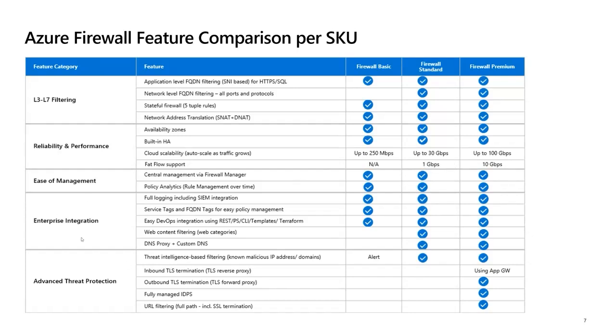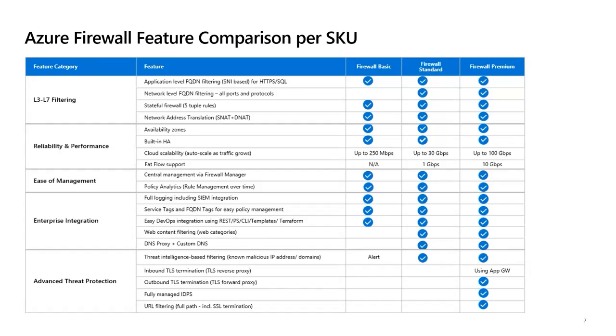In terms of enterprise integration, we can see standard and premium support all the features under enterprise integration, where we have our logging to the SIEM and web content filtering, but these two are not supported under basic. That is the web content filtering and the DNS proxy.